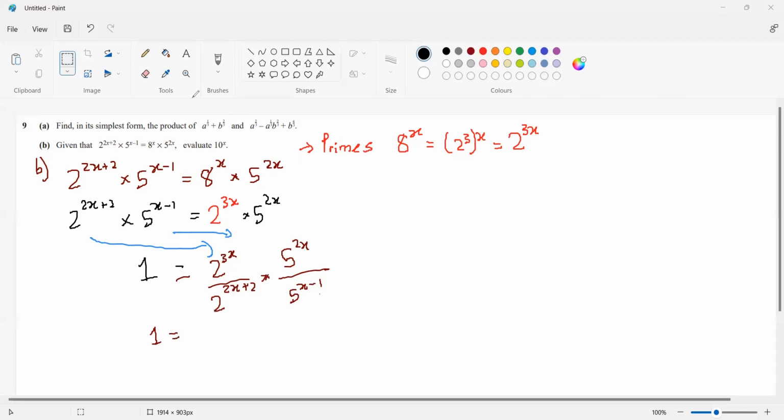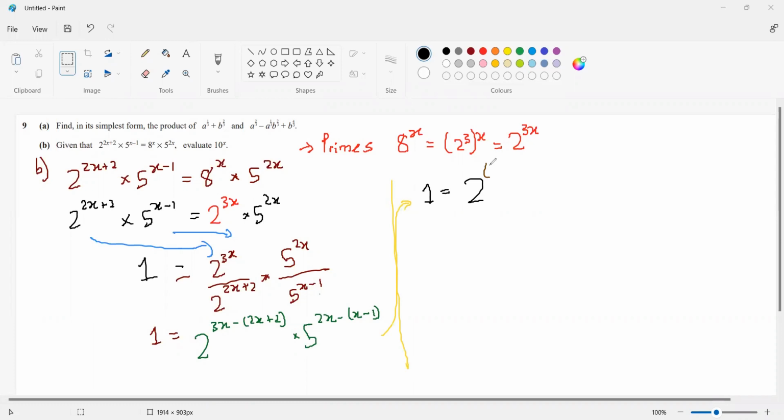So the 1 equals, now let's rewrite this. It's prime 2 again, so 2 to the power of 3x minus bracket 2x plus 2. And for the 5, 2x up there minus bracket x minus 1. So let's try to simplify this. Down here, we rewrite it: 1 equals 2 to the power of, let's try the exponent nicely.